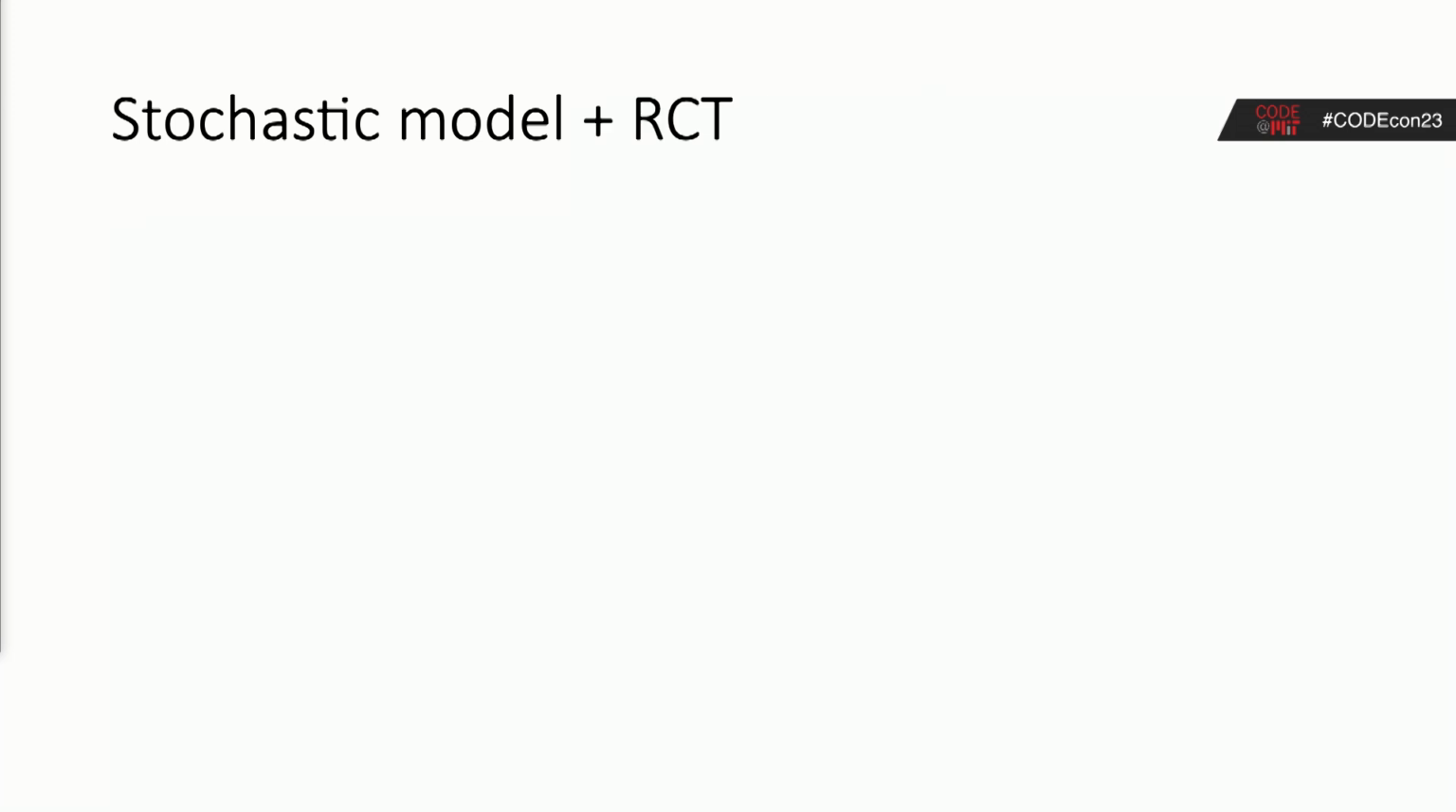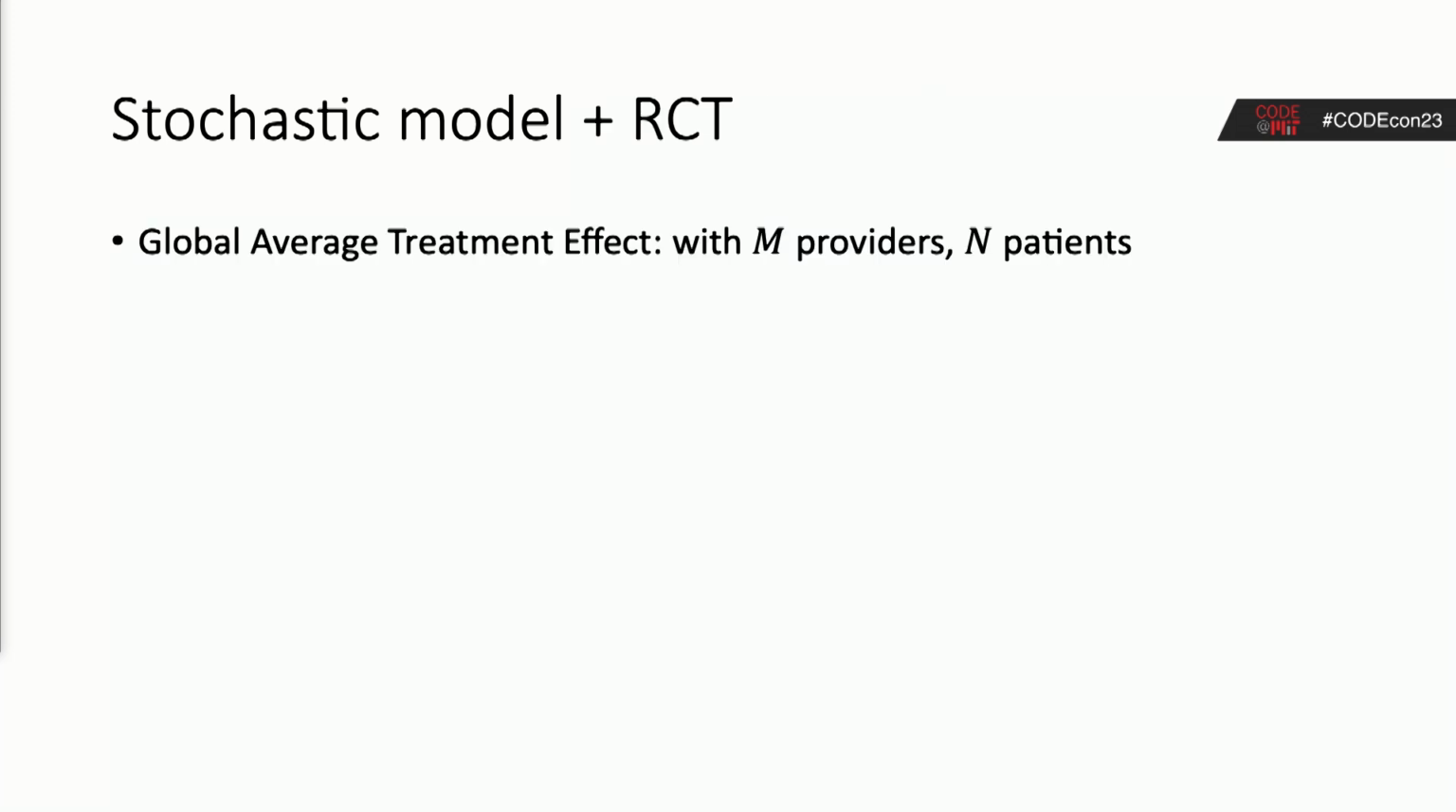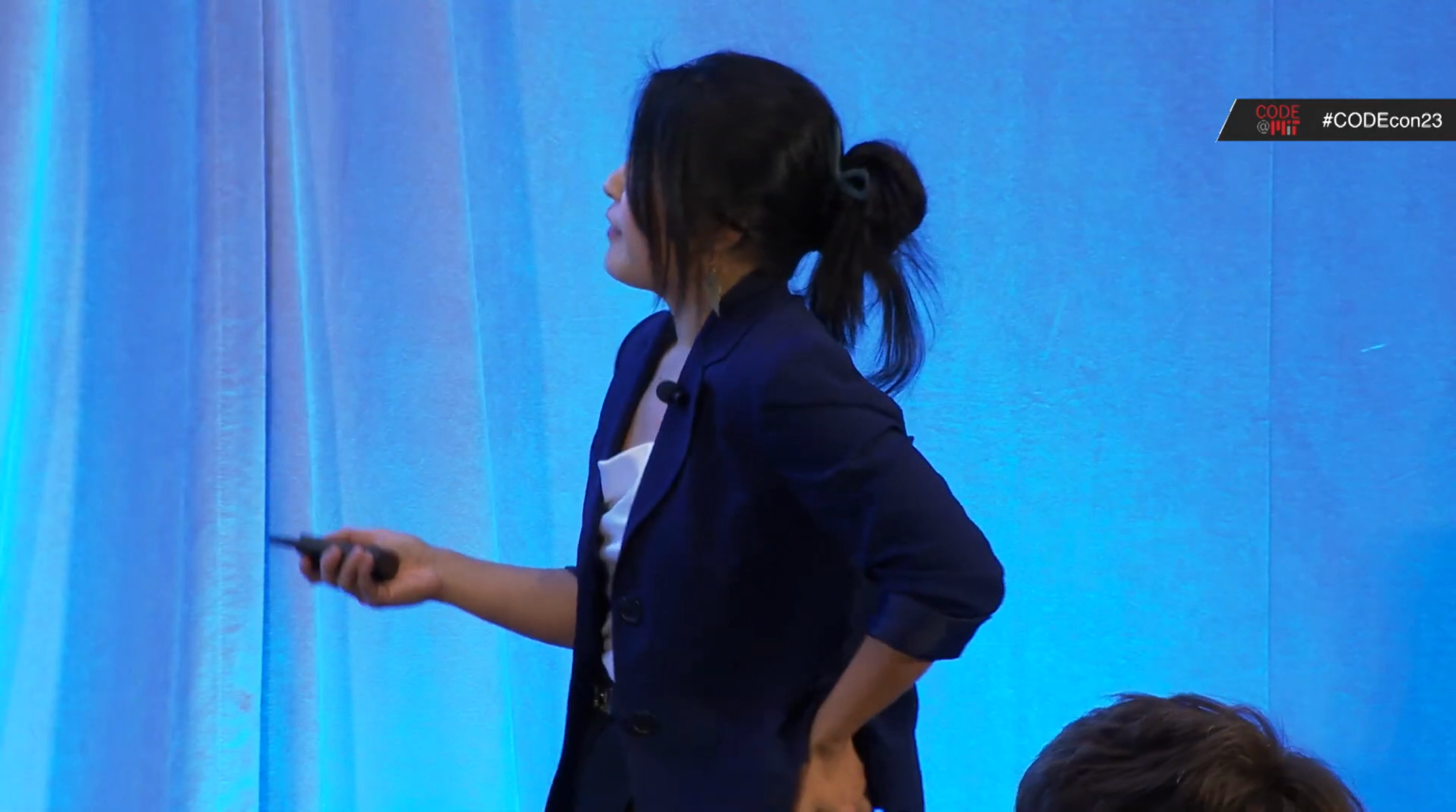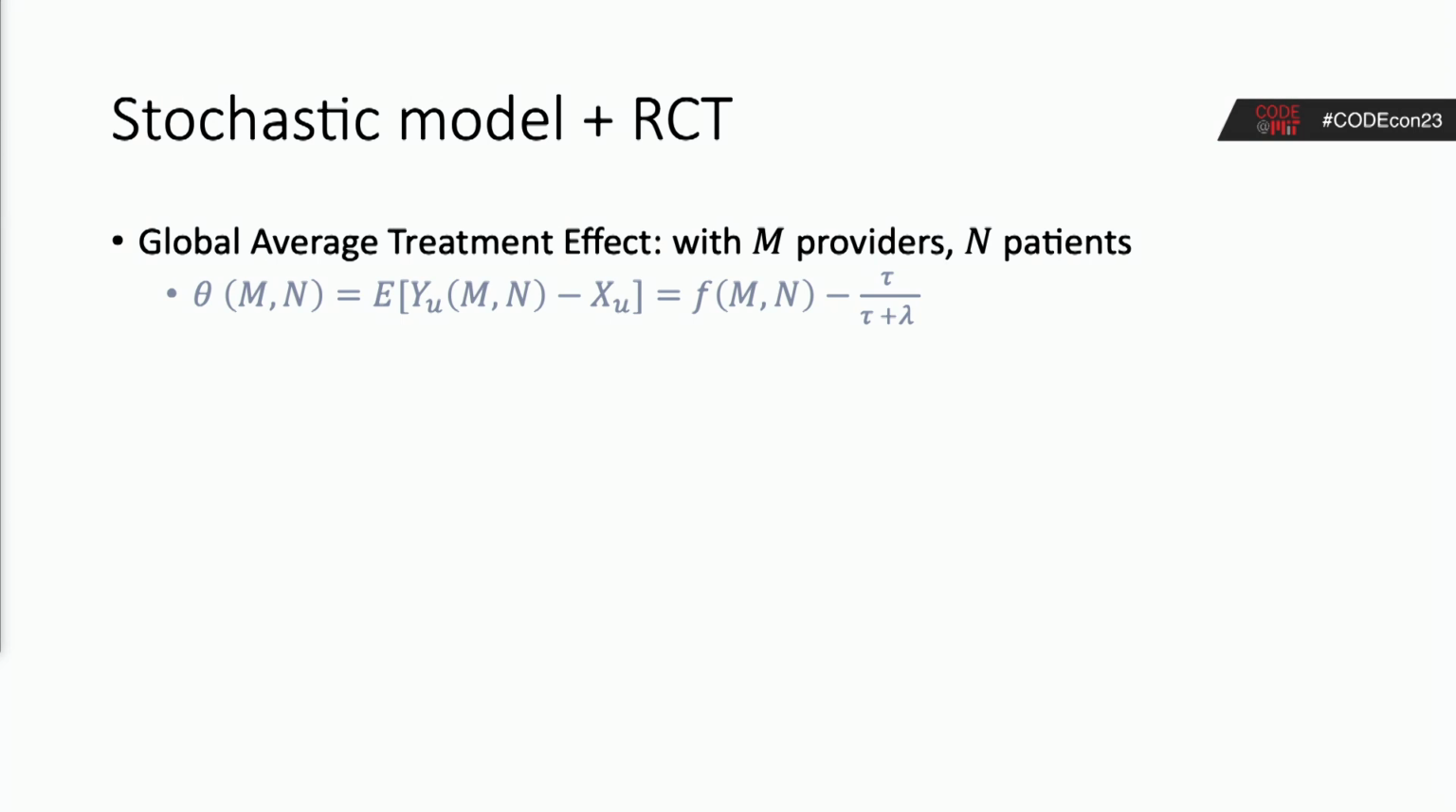Now, what does it mean to experiment on the system? What quantities do we care about with experimentation? The global average treatment effect that we care about for m providers and n patients, we define to be some theta. And note that, again, this has to depend on m and n. The naive estimator that we consider is just the difference between the time average of the treatment group and the control group in terms of their adherence levels.